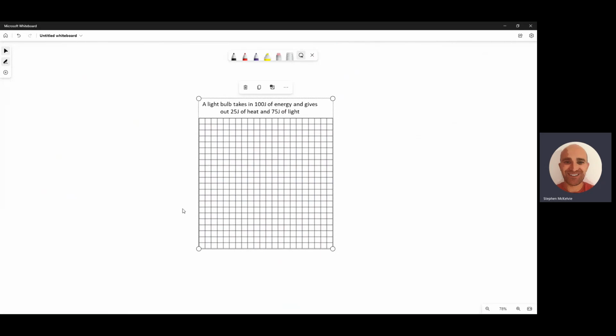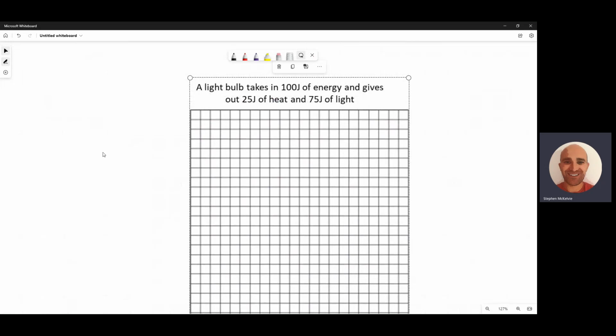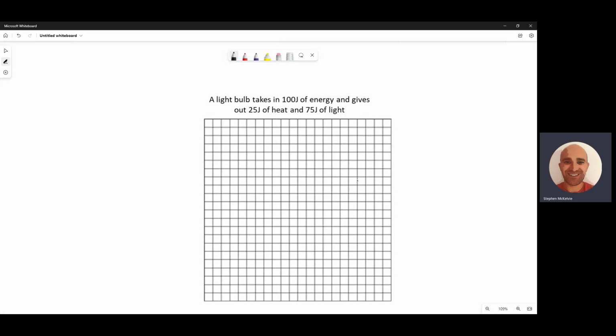Okay, so a light bulb takes in 100 joules of energy and gives out 25 joules of heat and 75 joules of light. I am going to say that if you want to, you can do that. One box is 5 joules, and that means we'll have to go down 20. Or we can say that one box is 10 joules, and we're going to have to go down 10, then 2.5, 7.5. Okay, so for this one, I'm going to say that one box is 10 joules, just because I don't know if I'll be able to draw a long enough line.